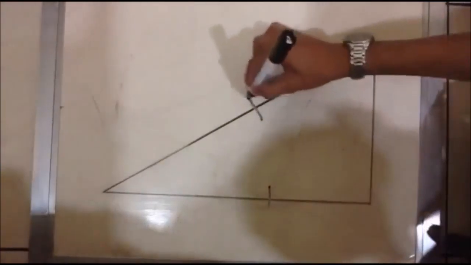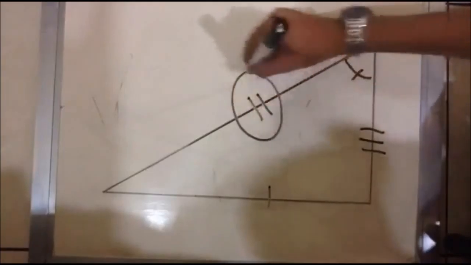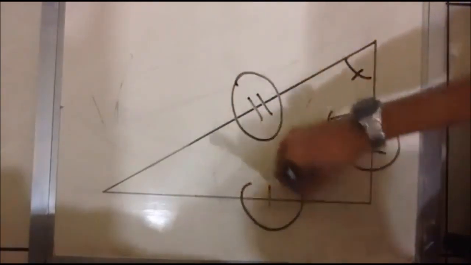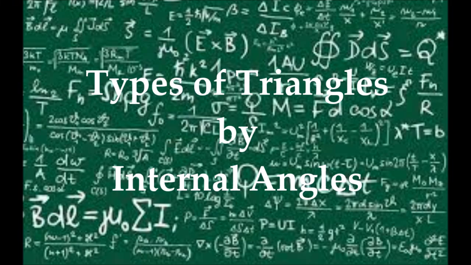Trivia. Hatch marks, also called tick marks, are used in diagrams of triangles and other geometric figures to identify the sides of equal length.